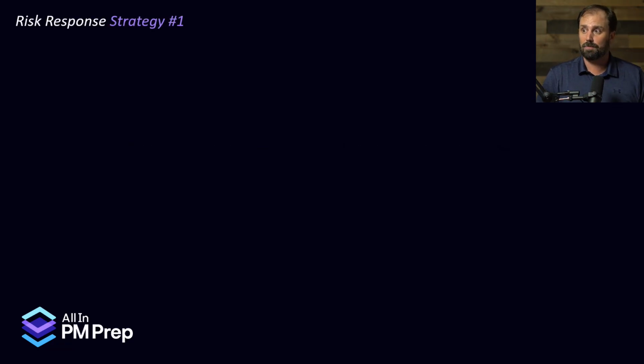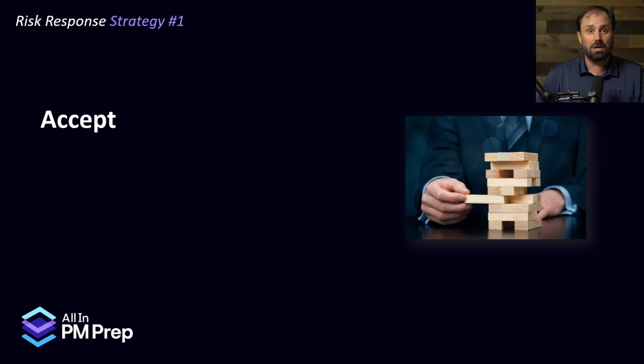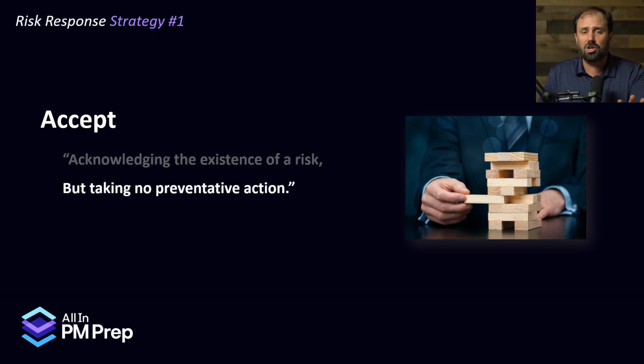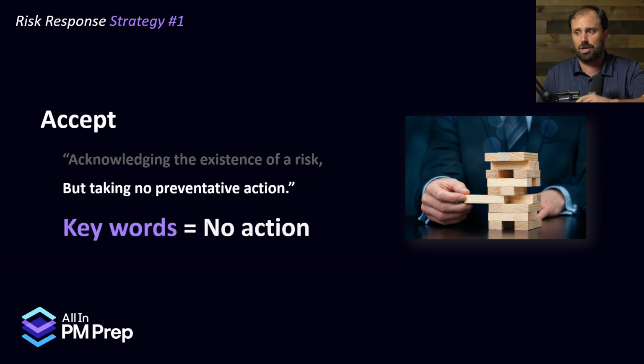Let's walk it through. Now, risk response strategy number 1 could be you just accept the risk. Hey, like Jenga over there, yeah, it could fall over, but no big deal. You acknowledge the existence of a risk, but are taking no preventative action. The key word is no action. So accepting the risk says, I'm just going to let it play out. I'm not going to do anything. Let's see what it looks like in the iceberg example.